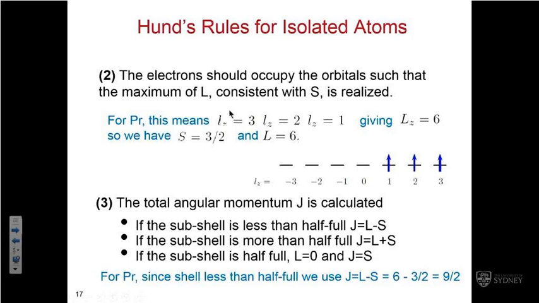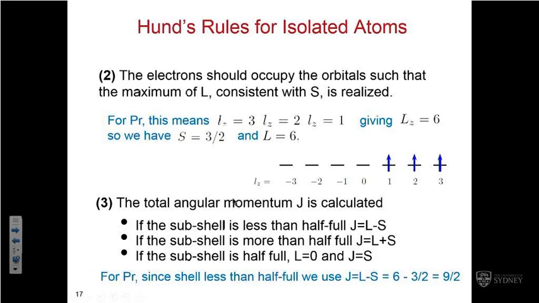So in this way we have maximized the sum of the Lz, and that is equal to 6. 3 plus 2 plus 1 is 6. Okay, so we know to put the electrons into those states.